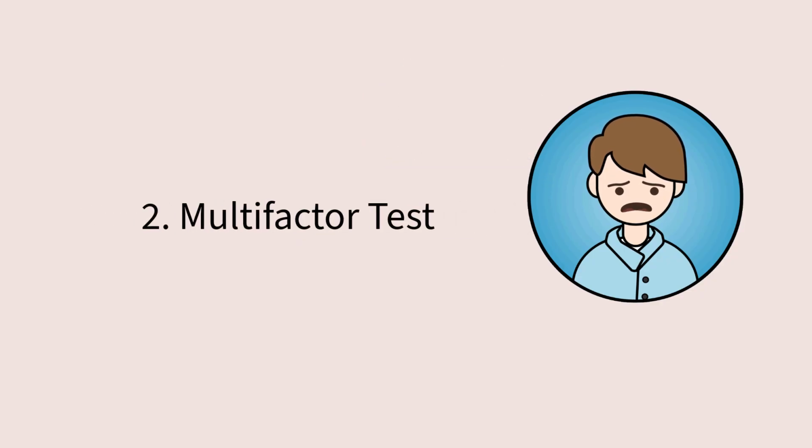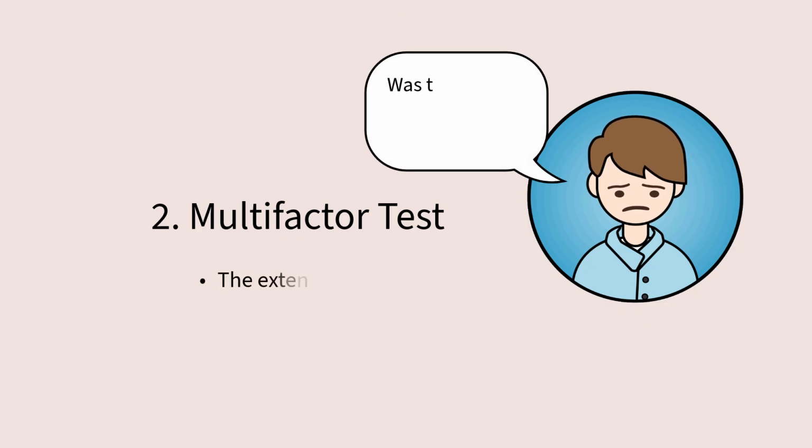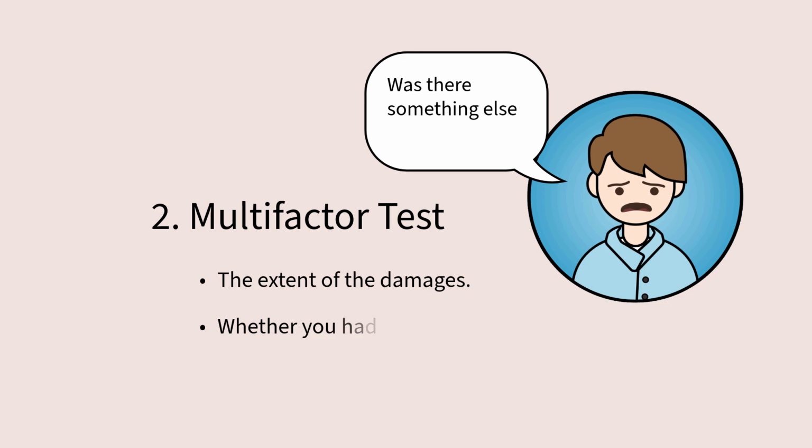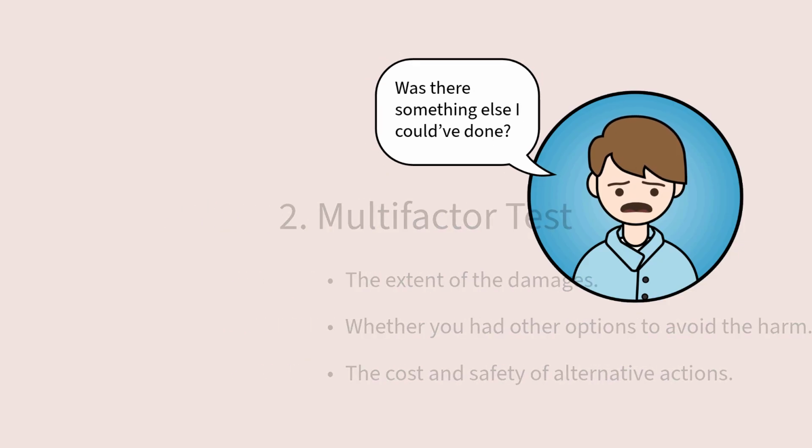The second method is the multi-factor test. This looks at several factors, including the extent of the damages, whether you had other options to avoid the harm, and the cost and safety of alternative actions.